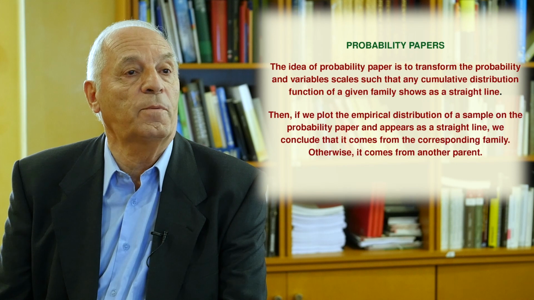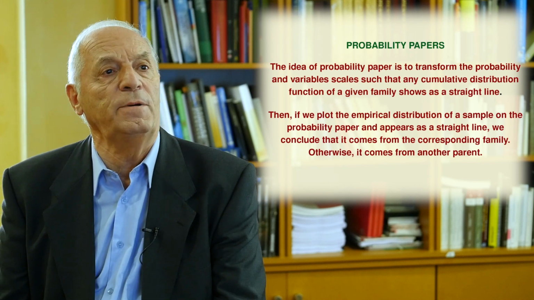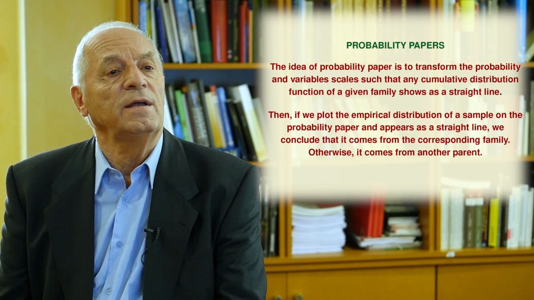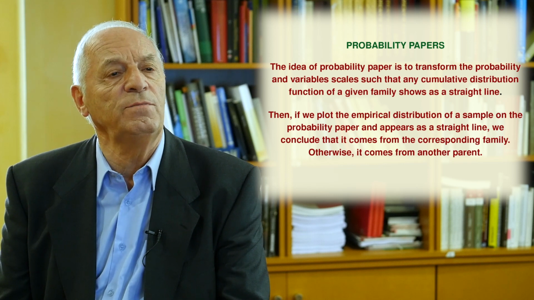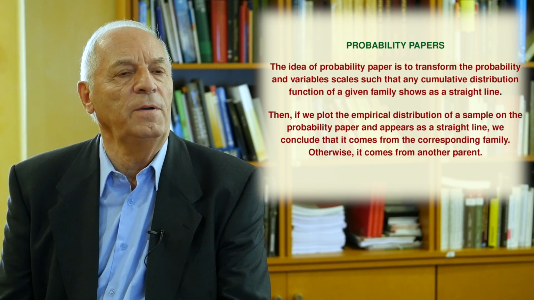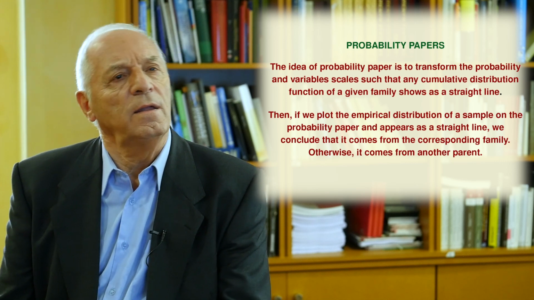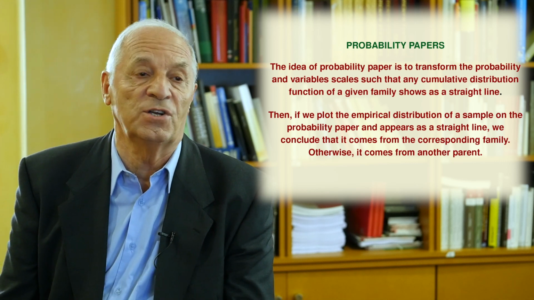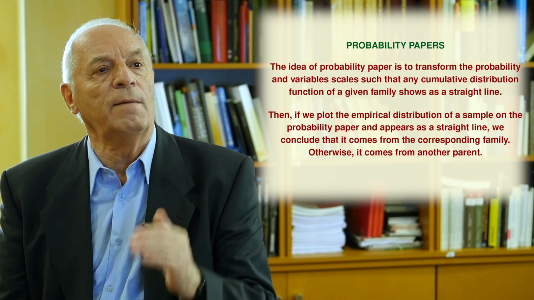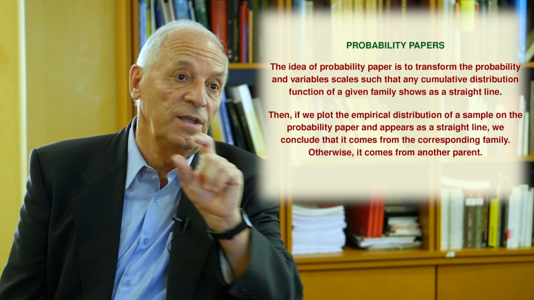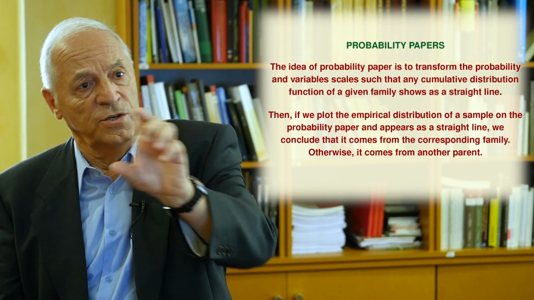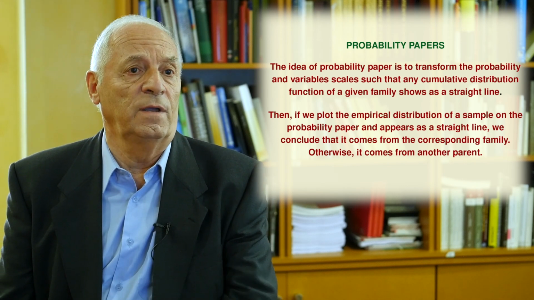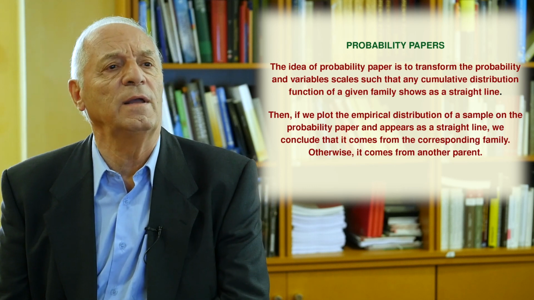An interesting tool to work with extremes is the case of probability papers. Probability papers are papers that are designed by changing the scales of the probability and the random variable in such a way that any distribution function plotted on that paper is a straight line. If it is a straight line, that distribution function belongs to the family. If it is not, it does not belong to the family. So we can plot a sample. If the trend is more or less a straight line, we can say this comes from this family. If the trend is not a straight line, we can say this sample doesn't come from the family.